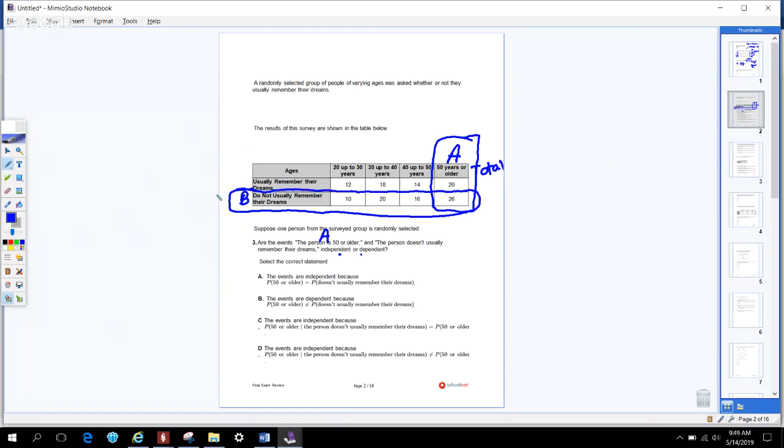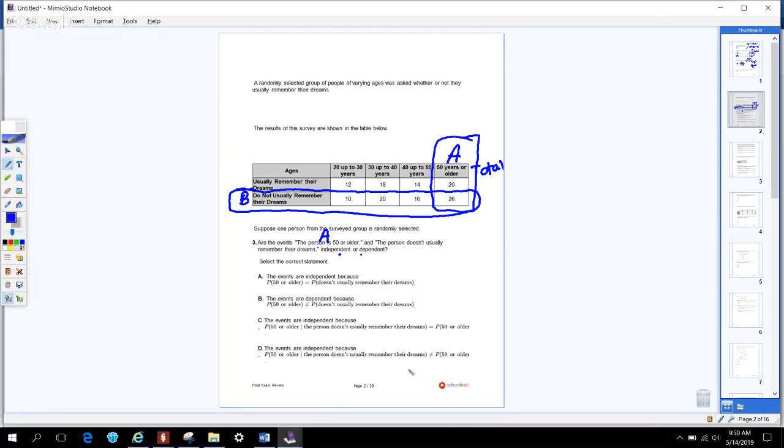Now, because it says independent, there's 2 things we look at. We look at given, and if it's given, we do what we did on the last slide, or we have to look at the formula. So basically what we're going to do is the probability a person is 50 or older. Well, how many total people are 50 or older? Well, we need to know how many total people there are altogether. So first, we do have to figure out the totals.